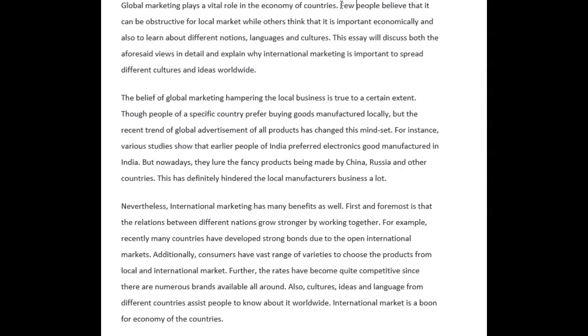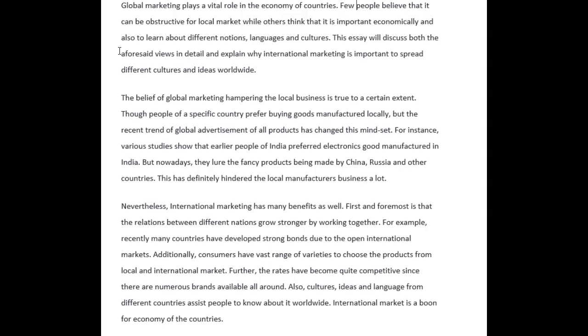Let's go back to that sentence and pretend that you said "a few." "A few people believe that it can be obstructive for the local market, while others think that it is important economically and also teaches about different notions, languages, and cultures. This essay will discuss both the aforementioned views in detail and explain why international marketing is important to spread different cultures and ideas worldwide." I don't really care for "aforementioned."